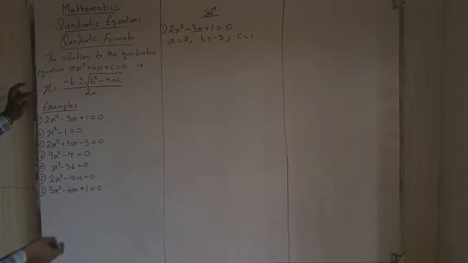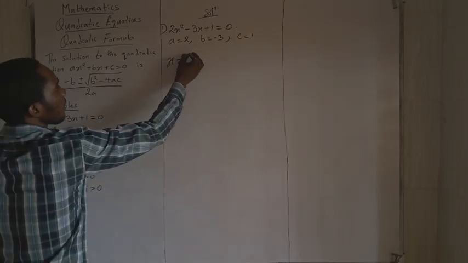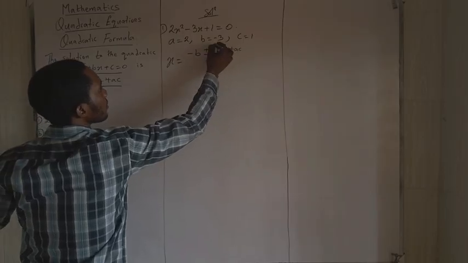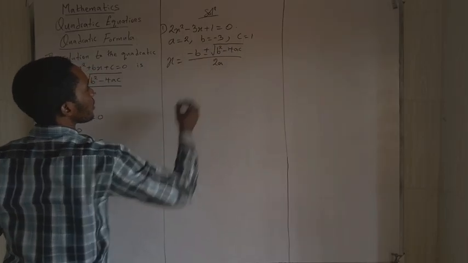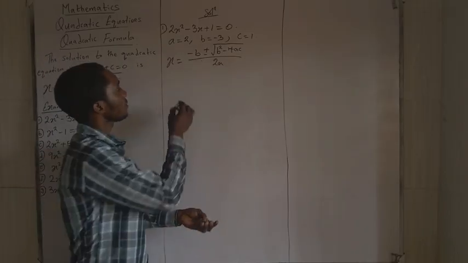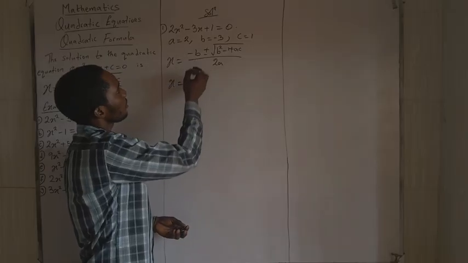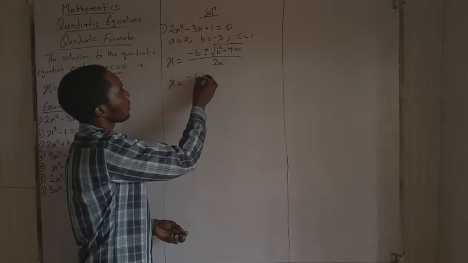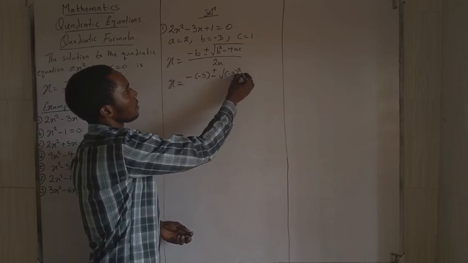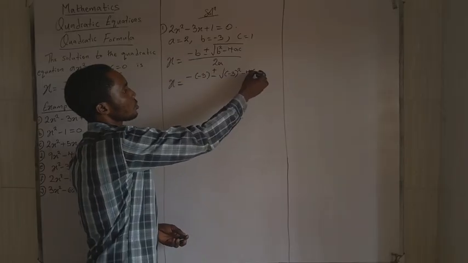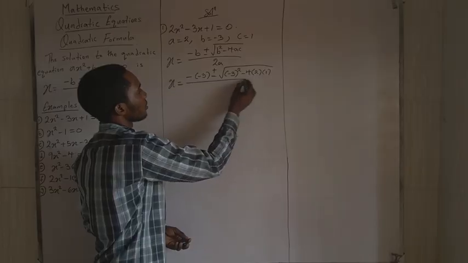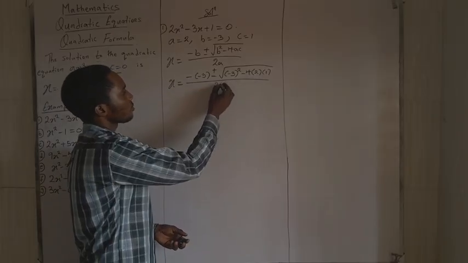Now what is the formula? x equals minus b plus or minus the square root of b squared minus 4ac, over 2a. We are going to substitute the values of a, b, c into this formula. b is what? Minus 3, so minus (−3), plus or minus the square root of (−3) squared minus 4. What is a? 2. c is 1, over 2a, 2 times 2.